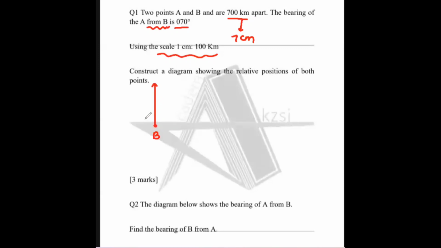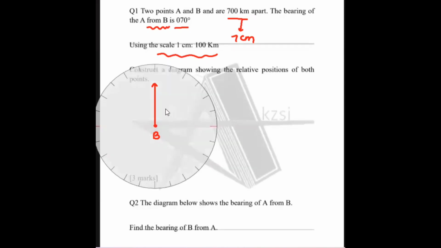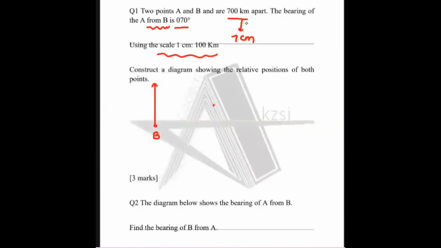Now from this line, I have to measure the angle. So let me measure the angle. 70 degrees would be here. This is our 70 degrees. That means I have to draw a line like this. And this is going to be 7 centimeters.